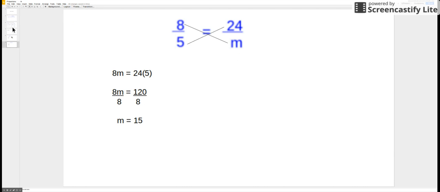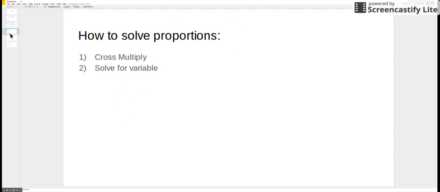All right, so just real quick, how to solve, you just cross multiply and then you solve for your variable.